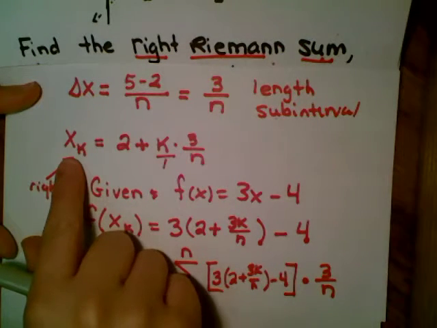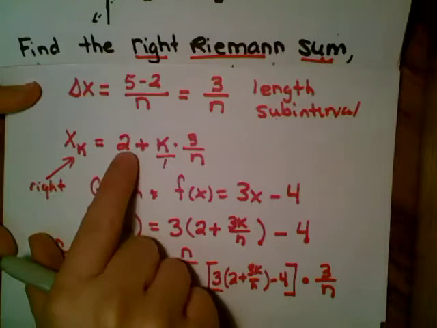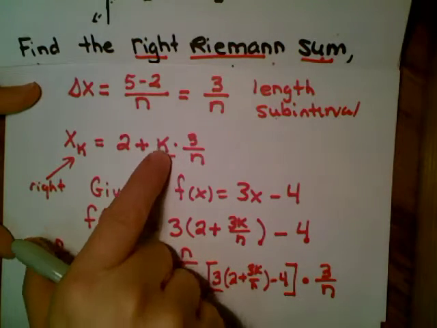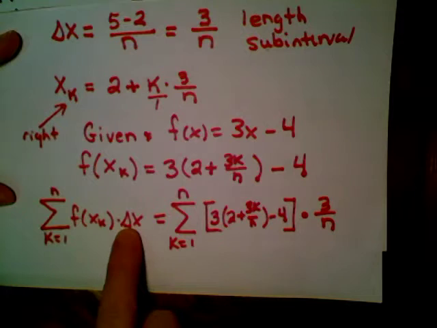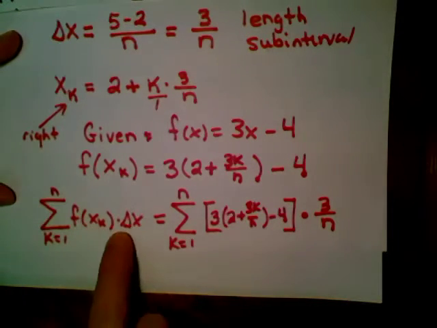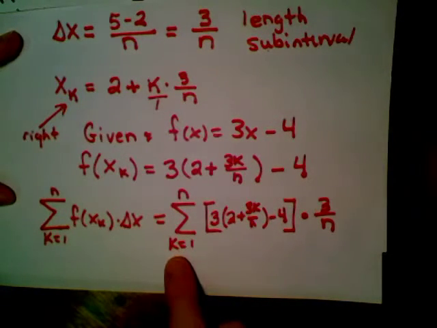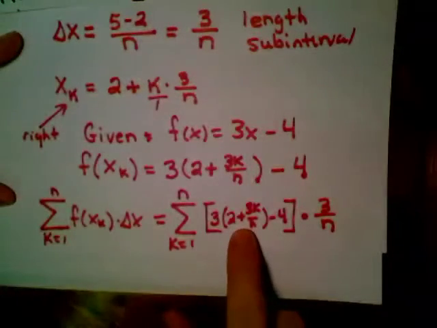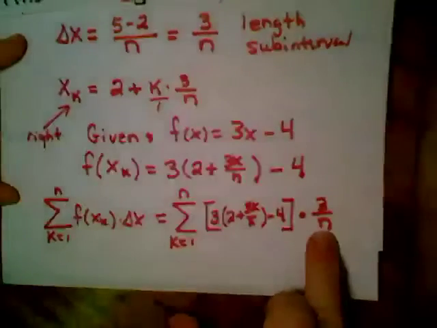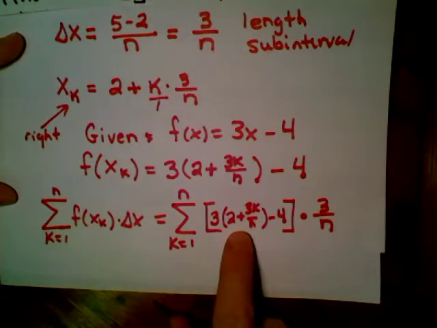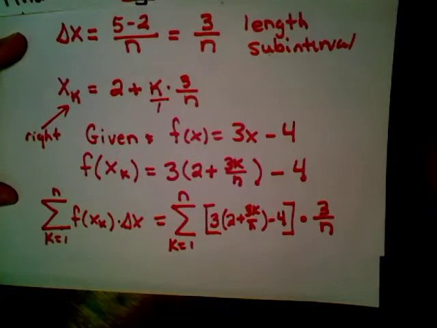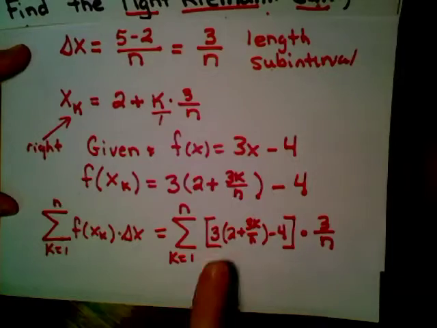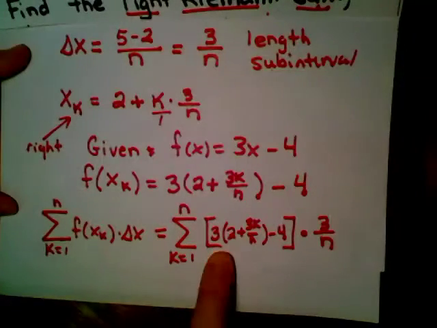We had calculated the grid points x sub k, 2 plus 3k over n, and eventually we wrote the summation notation for the sum of the areas of the rectangles approximating the area bounded by the curve. So we had the sum k equals 1 to n of 3 times x sub k minus 4 times delta x, or 3 times that quantity minus 4, times 3 over n. Okay.